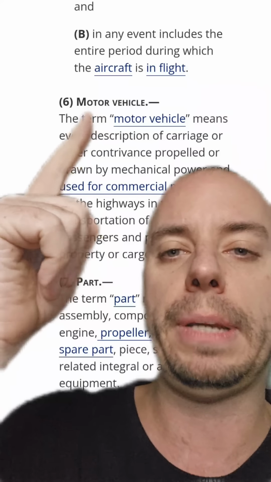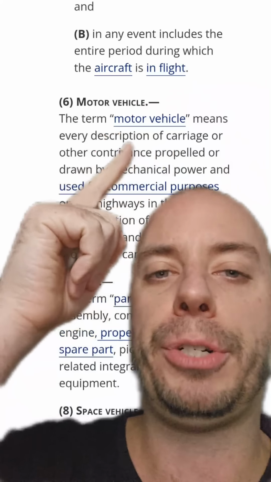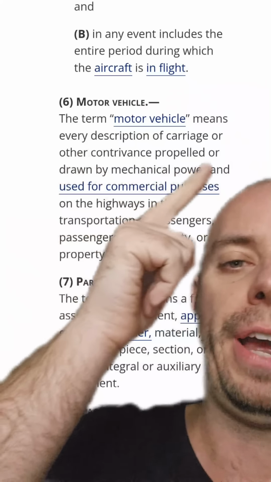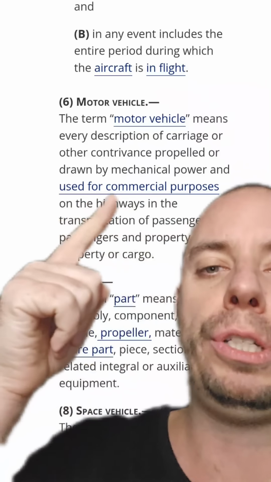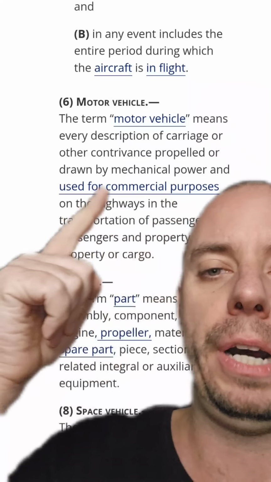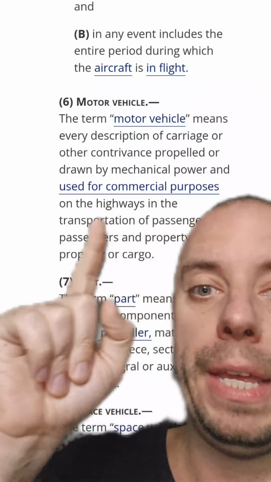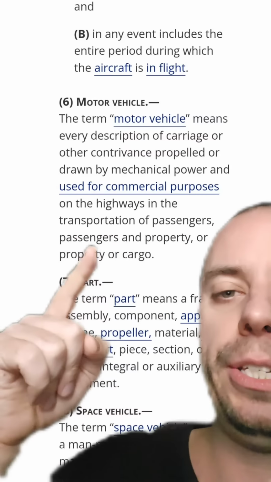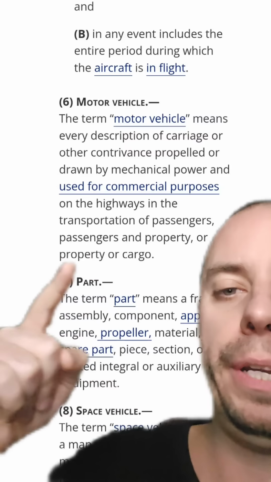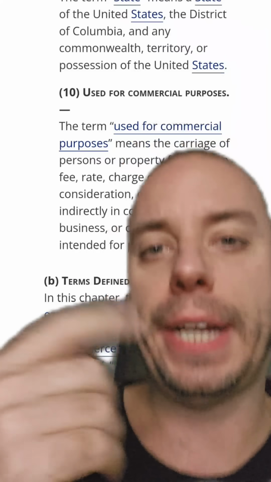18 USC 31 subsection A6, the term motor vehicle means every description of carriage or other contrivance propelled or drawn by mechanical power and used for commercial purposes. It's blue and underlined like that because that means you can click on it. It's got a special definition, which we will cover. On the highways in the transportation of passengers and property or cargo. Whoa. Now let's go down and check out what that means.